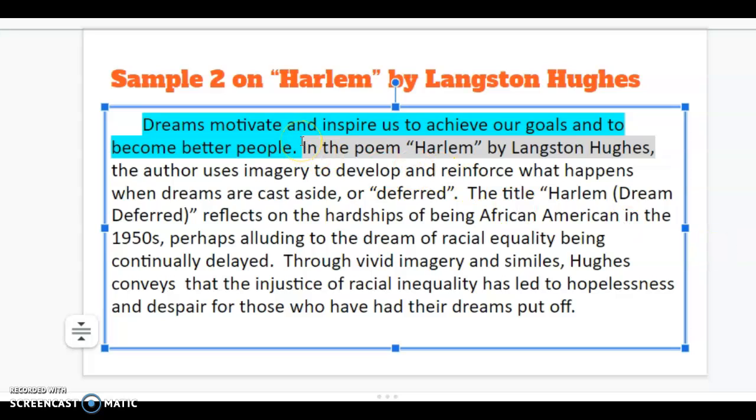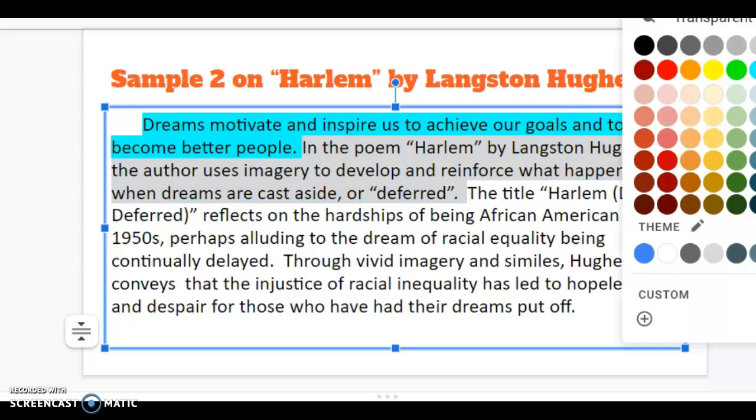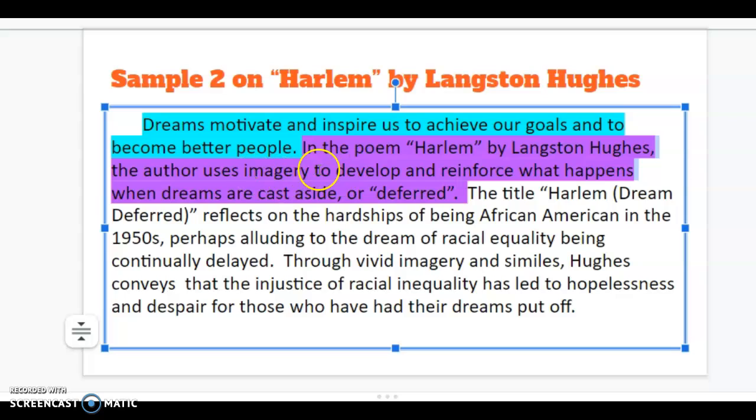So this says, in the poem Harlem by Langston Hughes, the author uses imagery to develop and reinforce what happens when dreams are cast aside or deferred. So again, you see that sort of summary statement. And also here I've introduced the literary element that I'm going to focus on in the intro. And then I continue a little more of a deeper analysis.